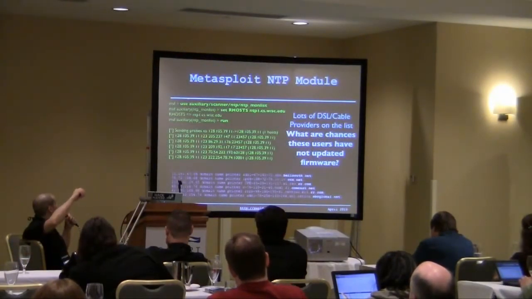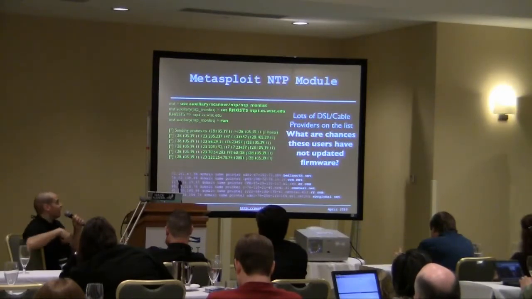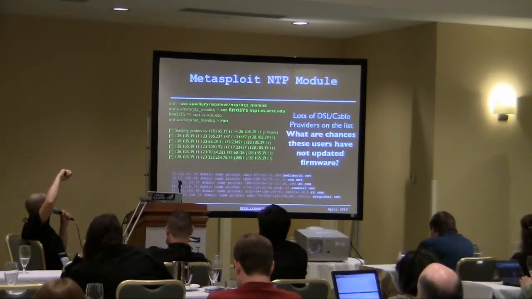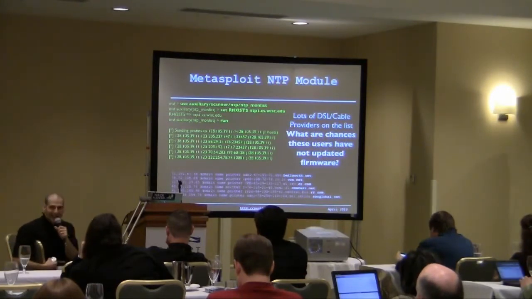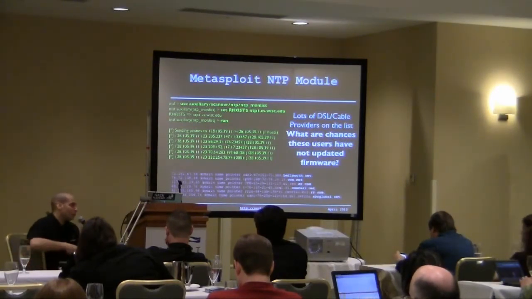I logged into trusty Metasploit, and I ran the NTP monlist. I set my NTP server to the infamous one at Wisconsin, and I ran it, and I got back a whole bunch of IP addresses. I took those IP addresses with a little command line kung fu, and I translated them into domain names, and it turns out there were a lot of cable modem and DSL providers in that list. That tells me that there's an awful lot of people out there that haven't updated their firmware, and that if I persisted, I could continually collect their IP addresses, and if I were really evil and wanted to take over the world, I would target them with attacks. So I thought that was a neat way to find vulnerable routers.